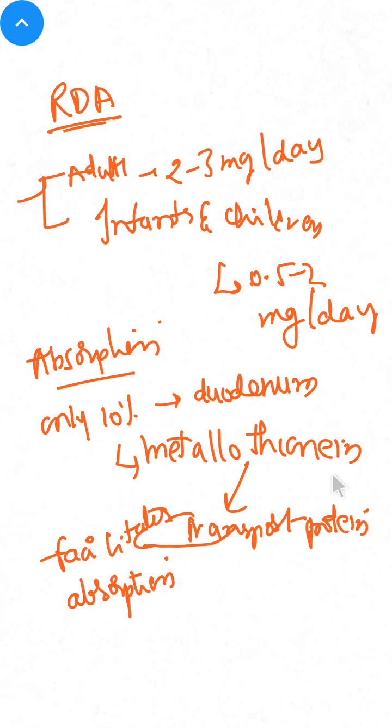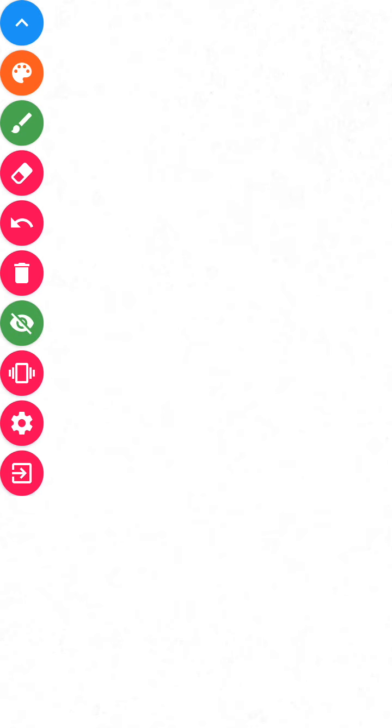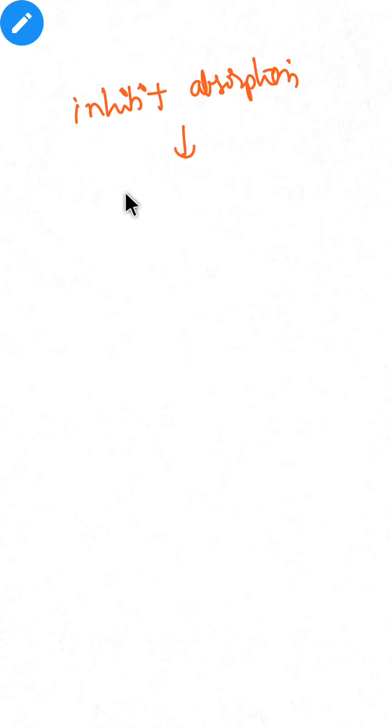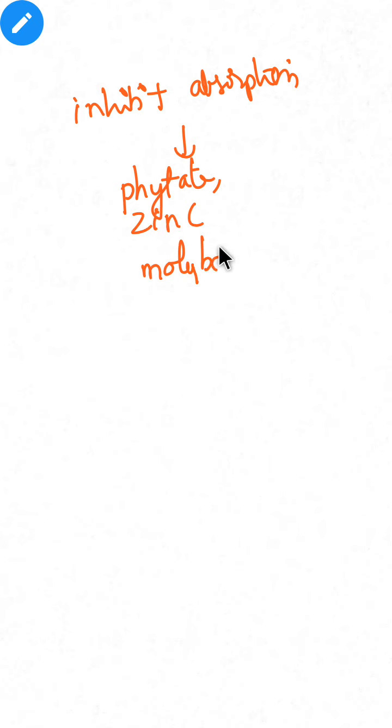There are certain substances which inhibit absorption. These include phytates, zinc, and molybdenum. These substances inhibit absorption of copper.